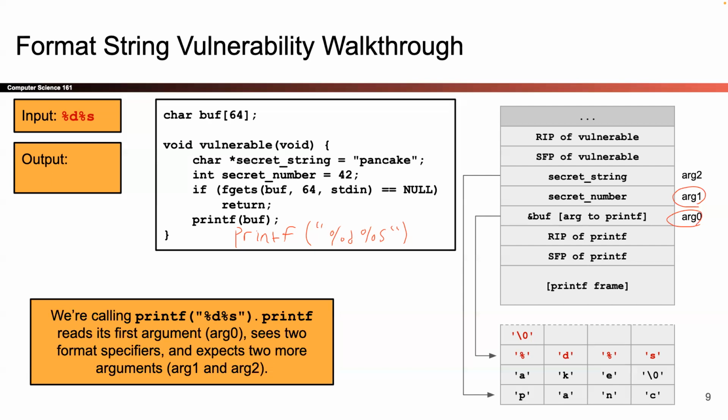So if printf had %d%s comma something else, that something else would go here where arg1 is labeled. And then if we said printf %d%s comma something else, then arg2 is where that something else would go. So this is just me keeping track of where printf thinks all the arguments are located, even if there are no actual arguments. Question?